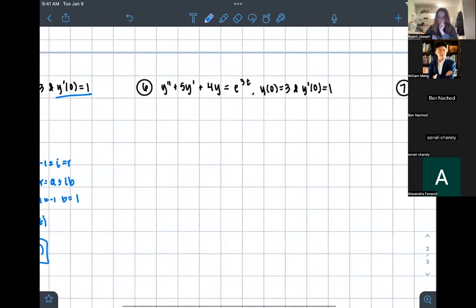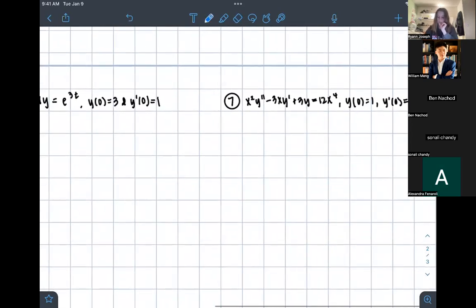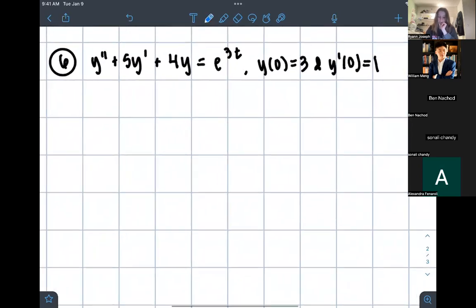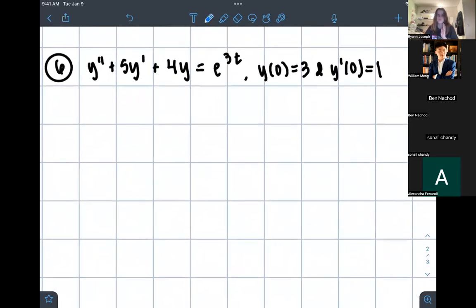Okay. Here, let's do this one too. This is a constant coefficient equation, but we have a non-homogeneous term. So it is second order, it's not separable, constant coefficients, and it's non-homogeneous. How are we going to solve it? Again, the characteristic polynomial comes first.